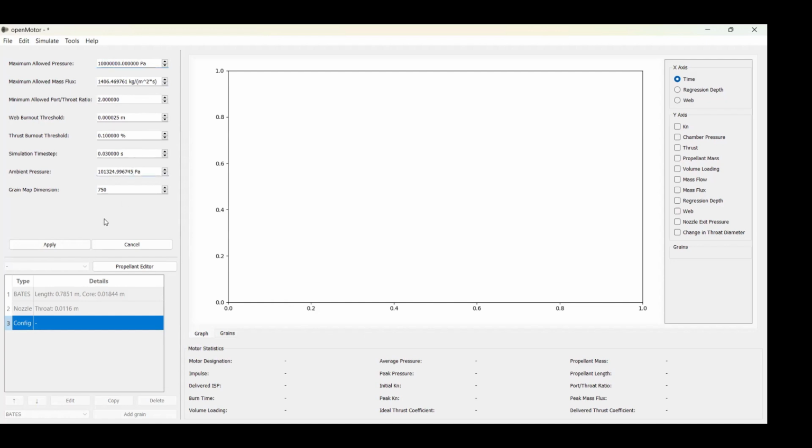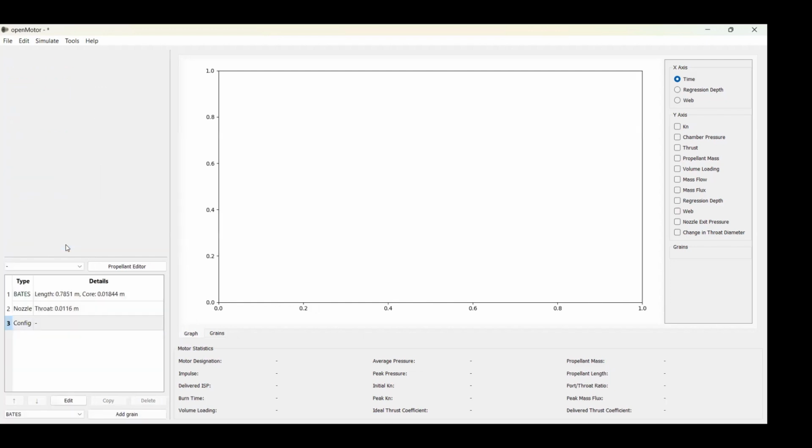And then for ambient pressure, we are going to put 75,840 pascals. And then we're going to leave the grain map dimensions alone. Fine.